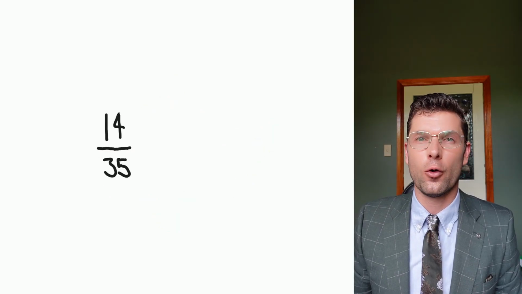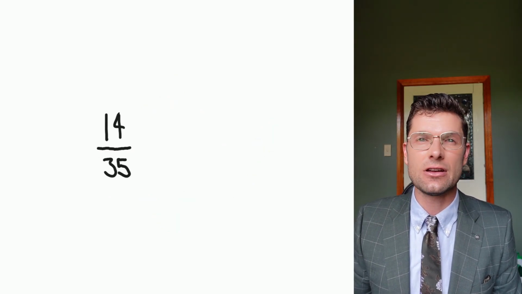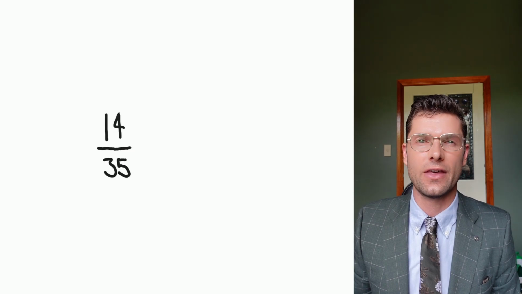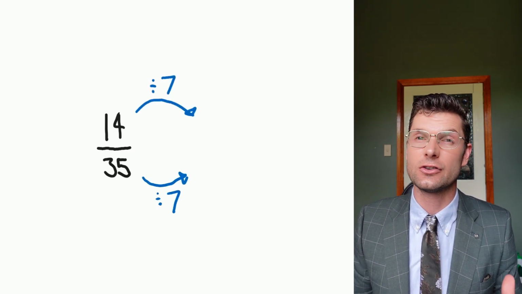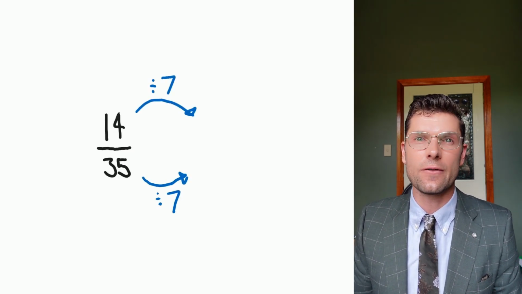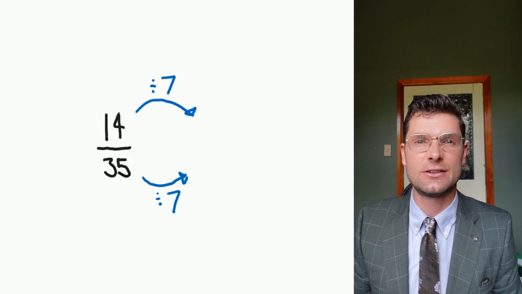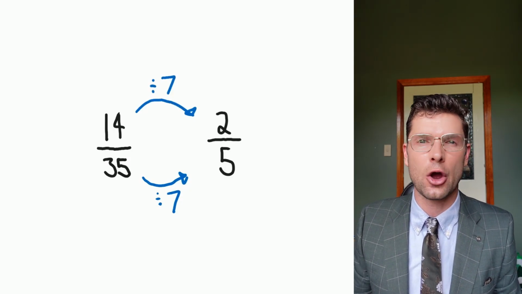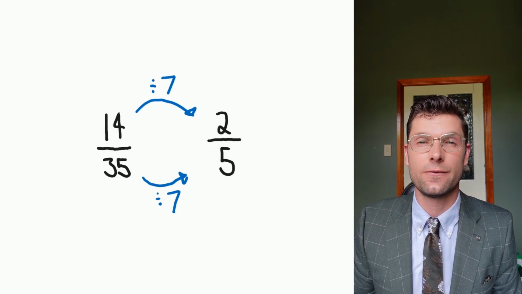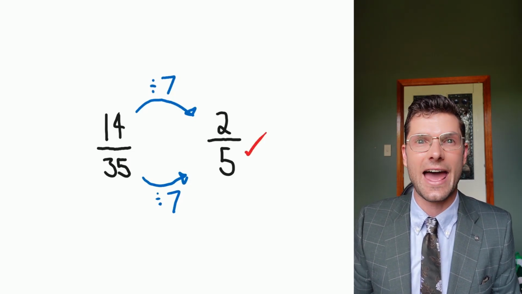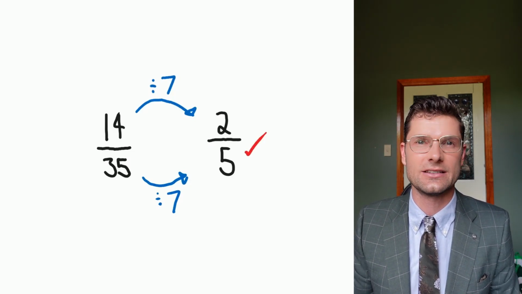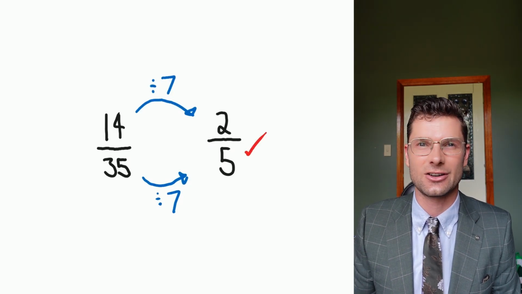In this example, we've got 14 over 35. 7 is the highest common factor of both of these numbers, so that's what we're going to have to divide the top and the bottom by. So if I divide the top and the bottom by 7, I'm left with 2 over 5. 2 and 5 don't have any common factors, so this is the fully simplified answer. It's that easy, just one division that we can see pretty quickly. You will get the answer correct.